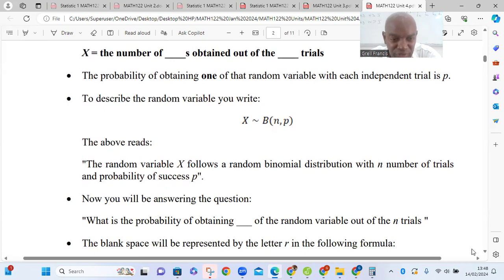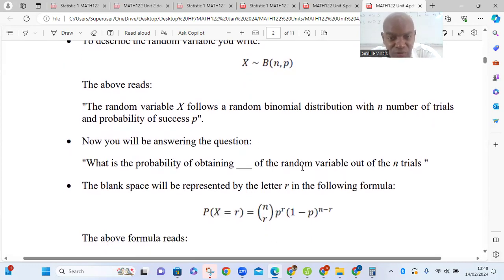Now you will be answering the question, what is the probability of obtaining dash of the random variable out of the N trials? That will be a prominent question in the exercises and examples following. The blank space will be represented by the letter R in the following formula. The probability that your random variable is equal to a certain value R is equal to N combination R times probability of success raised to the R times 1 minus P raised to the N minus R. So this is the formula to calculate probabilities for a binomial distribution.